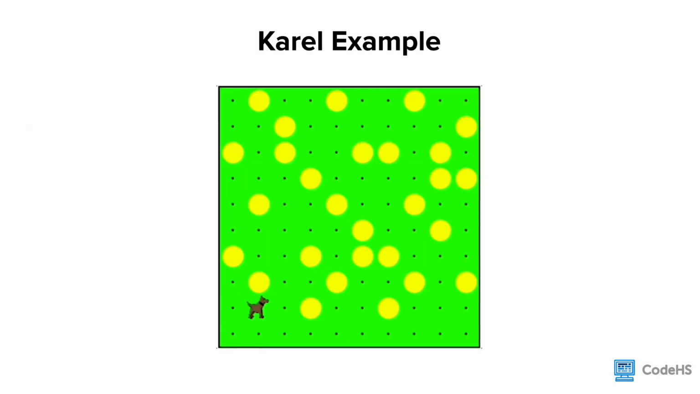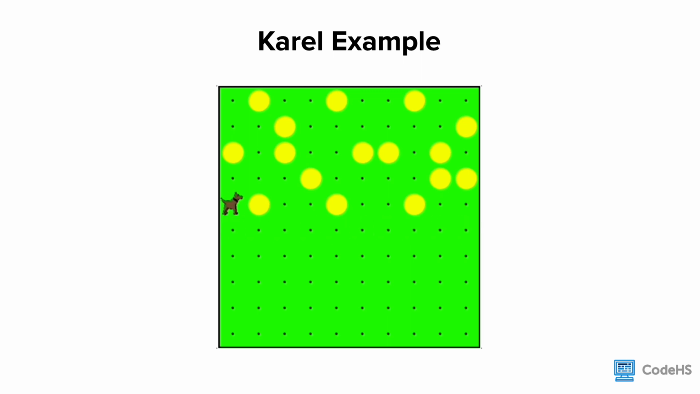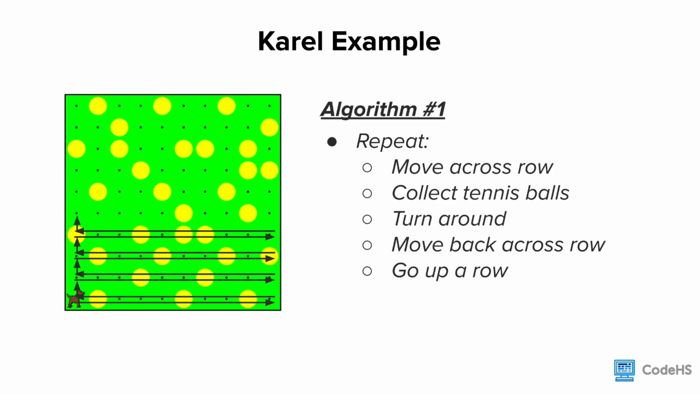Or let's take a look at a Carol challenge you may have completed. Here you can see Carol following an algorithm to clean up all the tennis balls at a park. If we break it down, we see that the algorithm is as follows. Carol moves across the row, collecting tennis balls along the way. Carol then turns around and moves back across the row. Finally, Carol moves up a row and repeats the process.